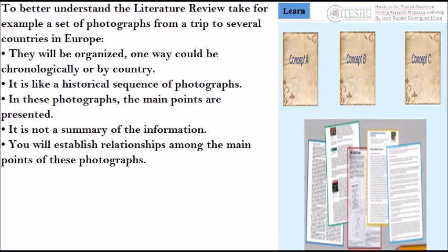To better understand the literature review, take for example a set of photographs from a trip to several countries in Europe. They will be organized. One way could be chronologically or by country. It is like a historical sequence of photographs. In these photographs, the main points are presented. It is not a summary of the information. You will establish relationships among the main points of these photographs.